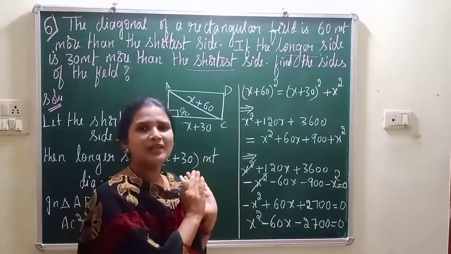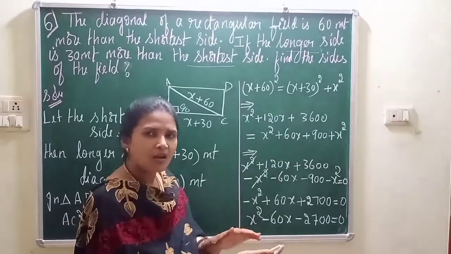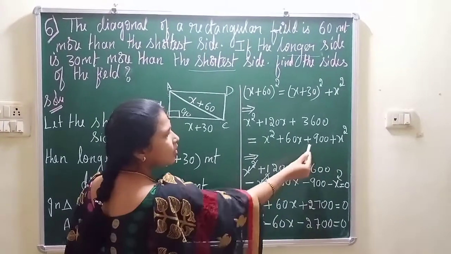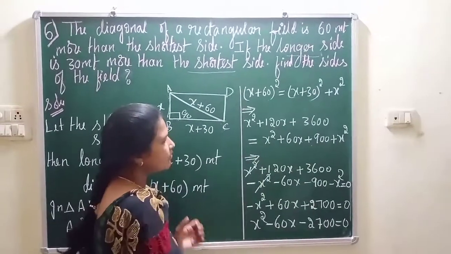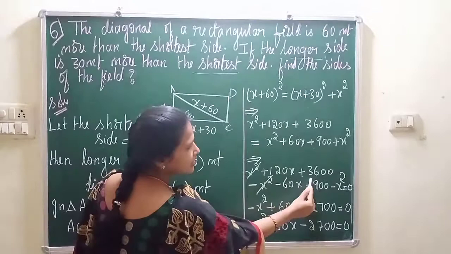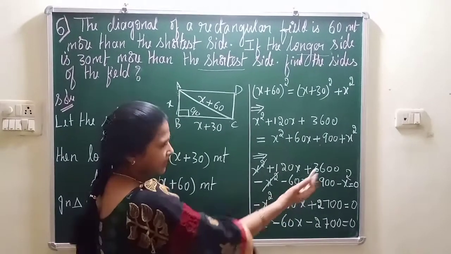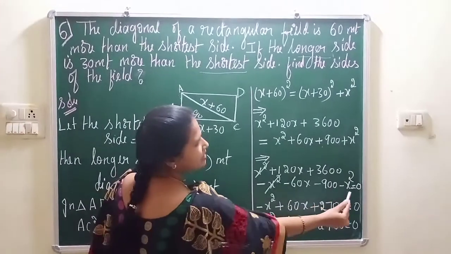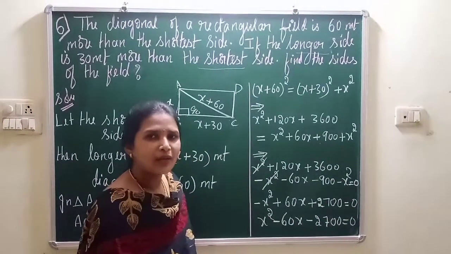Now either you have to bring left side to right side or right hand side to left hand side to make it 0 on one side. So I am bringing all the right hand side terms to left side. Write left hand side as it is, x square plus 120x plus 3600. Bring RHS to LHS, it becomes minus x square minus 60x minus 900 minus x square equal to 0.